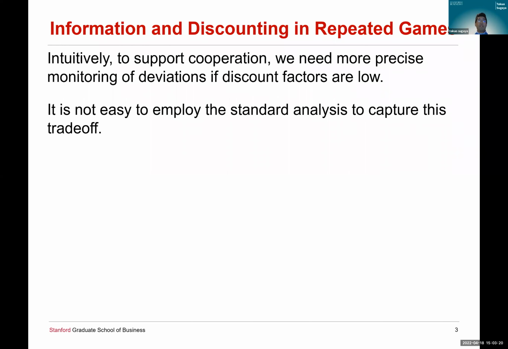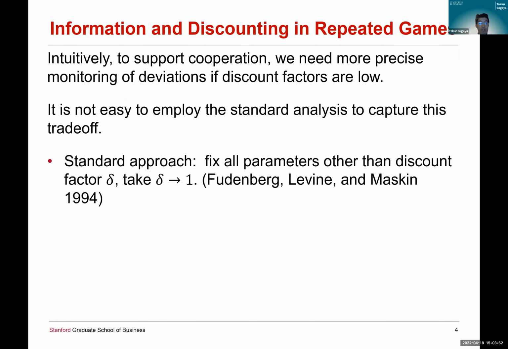Intuitively speaking, to support cooperation in repeated games, we think that more precise information or precise monitoring of deviation is needed if discount factors are low. It seems very intuitive, but it's not easy to employ the standard analysis to capture this trade-off and talk about the information requirement for cooperation given one particular discount factor, which is not 0.1. In a standard approach, we often fix all parameters except the discount factor and take the discount factor going to one. That's one very particular comparative static, but it doesn't allow us to conduct other comparative statics when the discount factor is away from one.